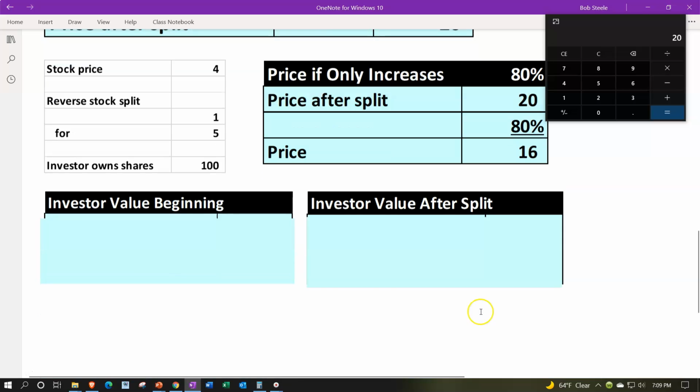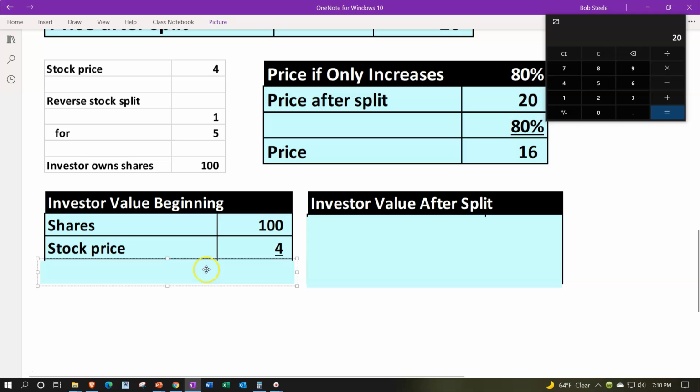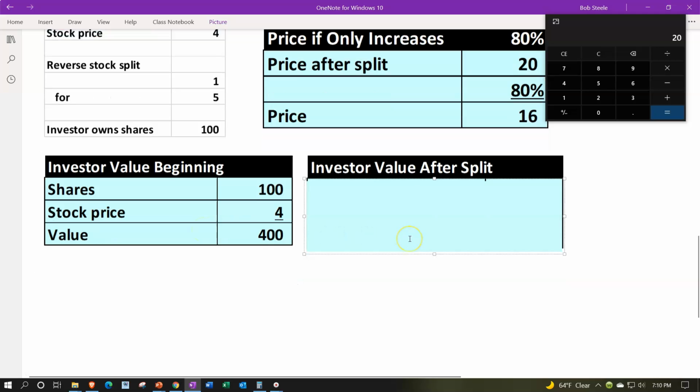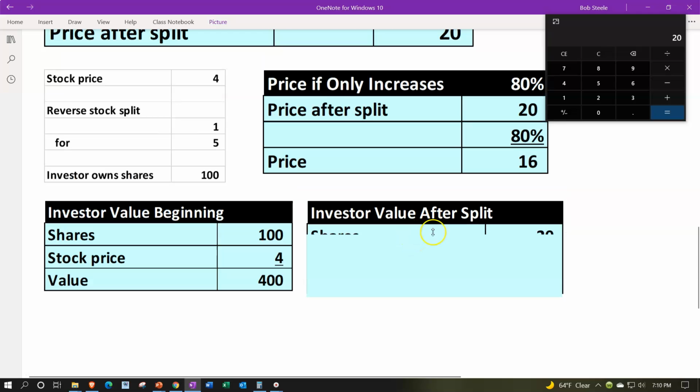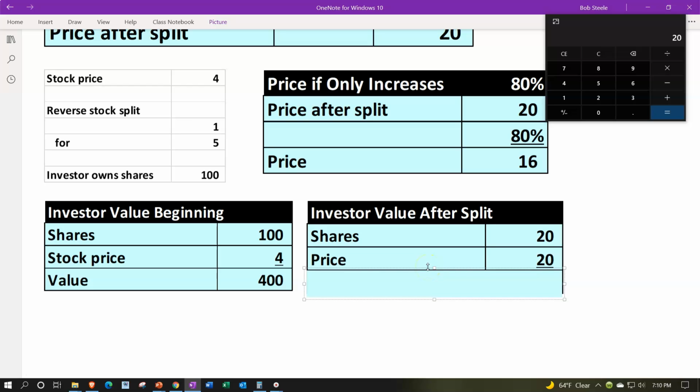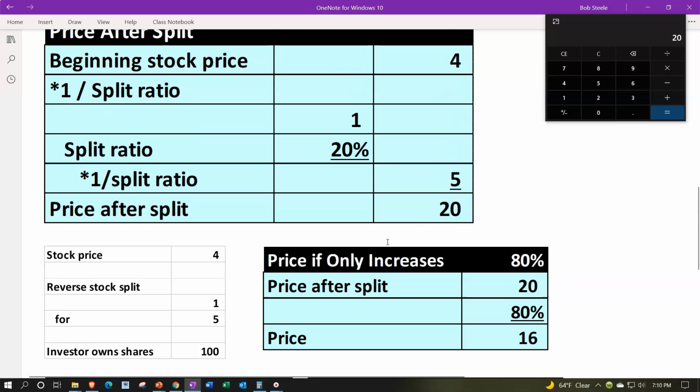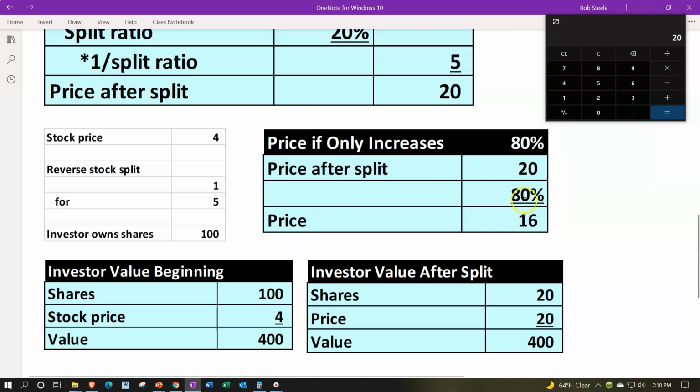So let's now think about the investor value. Where would the investor stand before the reverse stock split? We had $4 as the price, and so we would have $400. And then afterwards, we had the 20 shares, and the price was 20. So 20 times 20 would then give us the $400. This is what we would expect to happen, everything else equal, if the market didn't penalize them for the change that took place.